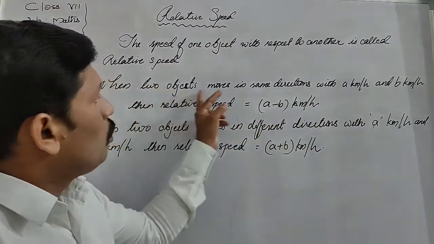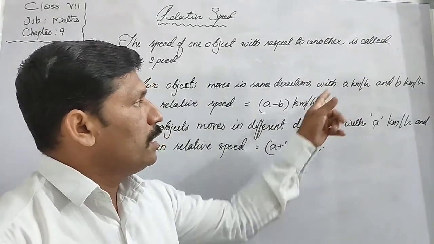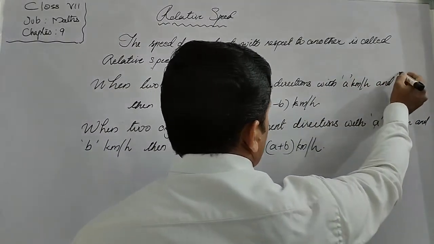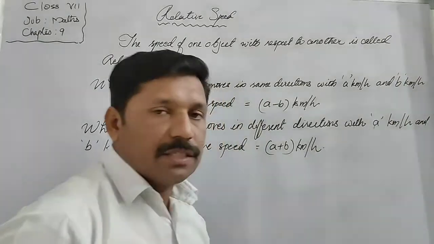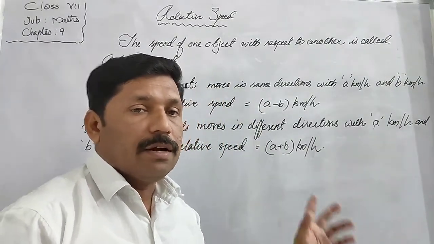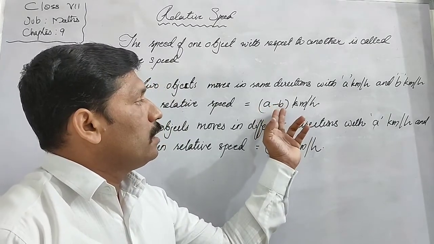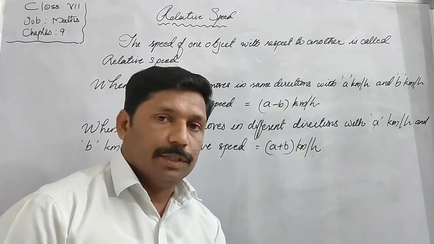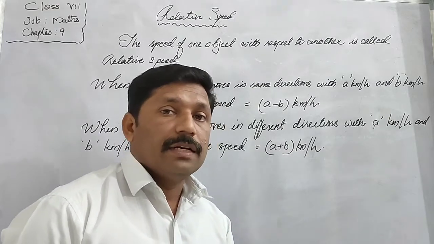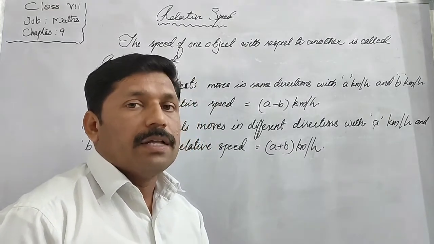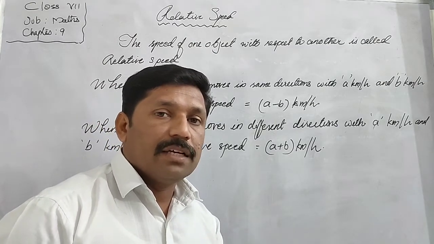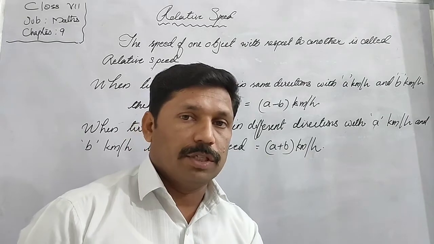When two objects move in the same direction, suppose one object has a kilometer speed and another object has b kilometer speed, that means they are at different speeds, then their relative speed is calculated by subtracting the speed of both objects. So when two objects are moving in the same direction, the relative speed is taken by taking the difference of the speed of those two objects.